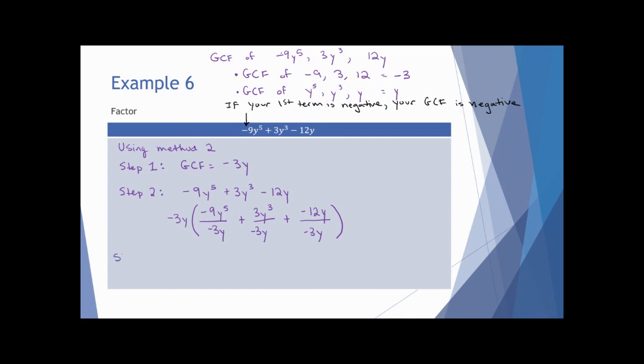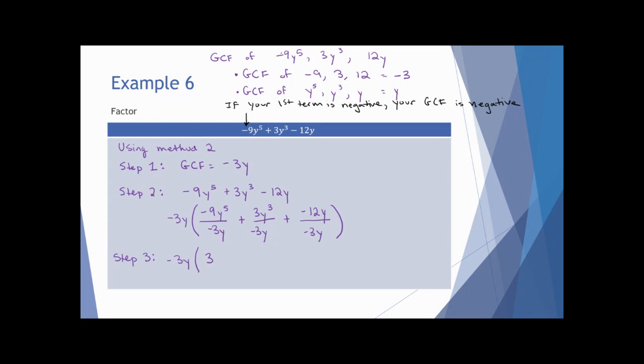So then step 3 is to simplify this. So you have your negative 3y in front, and then you divide the things that are in the parentheses. So I have a negative 9 that I need to divide by negative 3. So a negative divided by negative is a positive. So 9 divided by 3 is 3. So I have a positive 3.